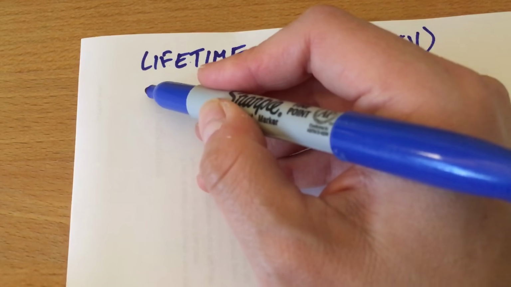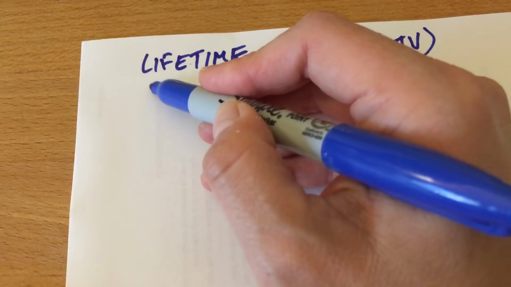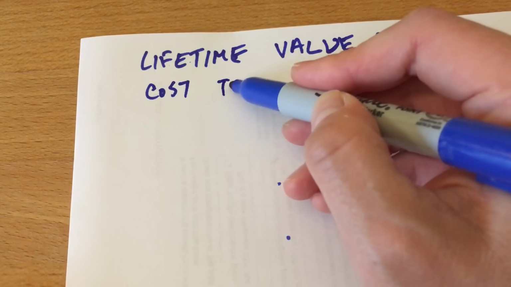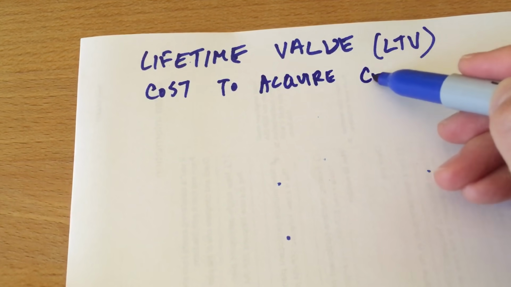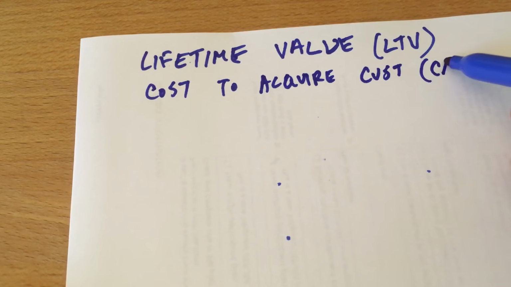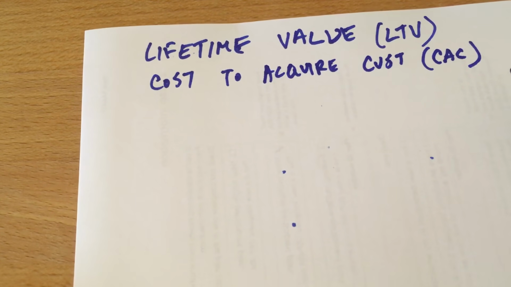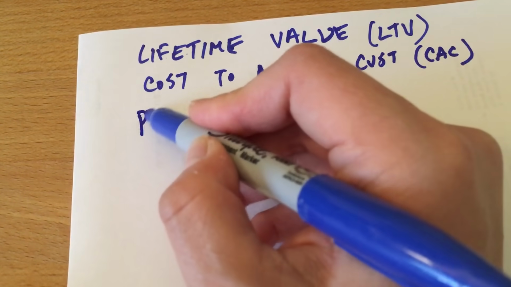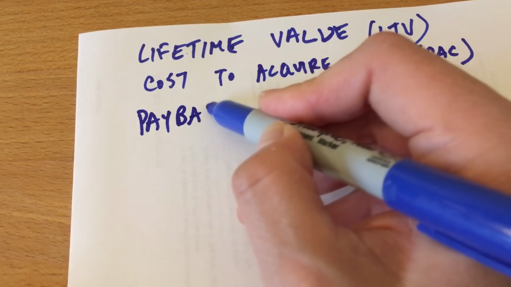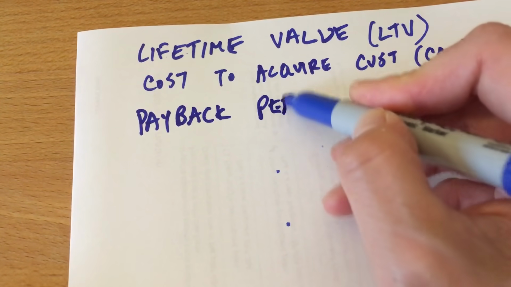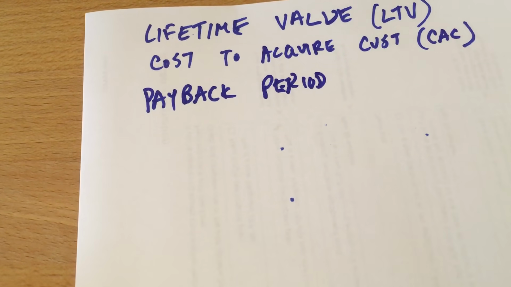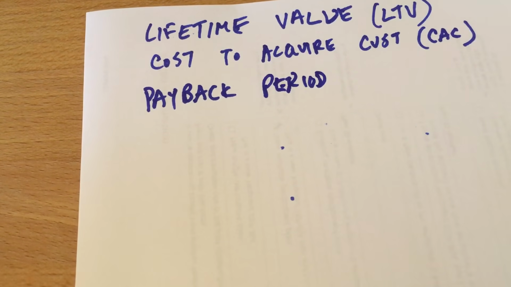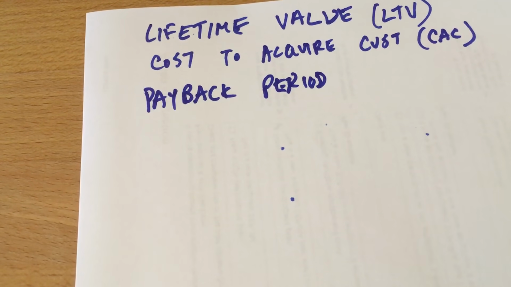We're also going to talk about cost to acquire a customer, otherwise called CAC. And then the last one is going to be payback period. I think with these three simple terms, you can actually get very far in not really understanding any other terms. These are the three that are most important.